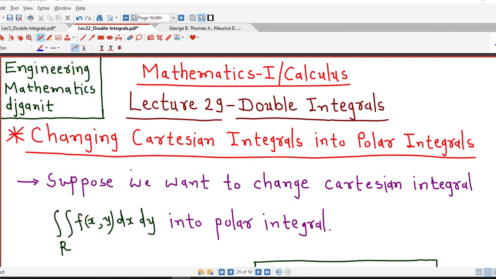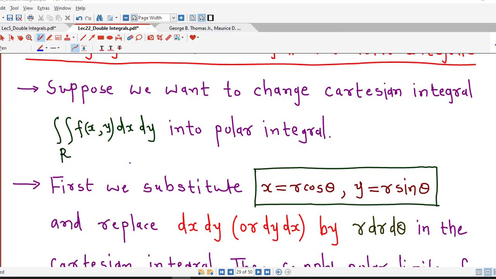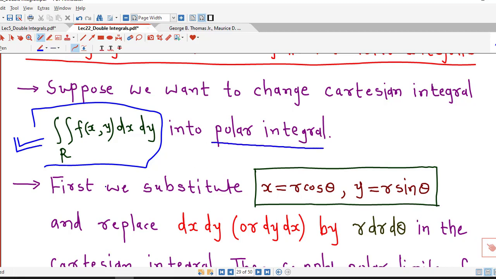So we understand how to convert a Cartesian integral into a polar integral. Suppose we want to transform this double integral of f(x, y) dx dy over region R, which is a double integral in Cartesian coordinates, into a polar integral.